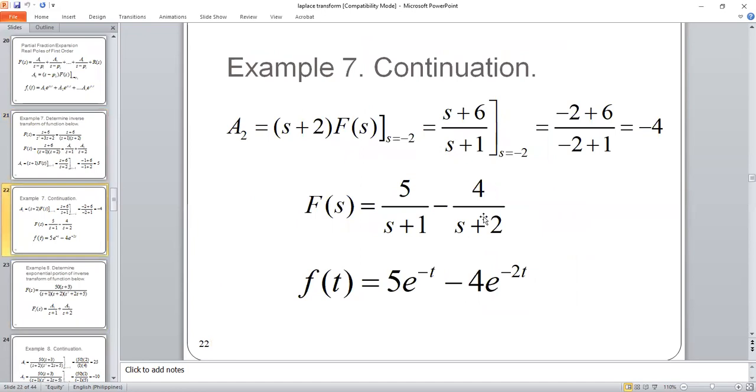If you will invert this one, since your denominator contains an s plus 1 and an s plus 2, that tells you that you must be having an exponential function for your function of t. Because we know that if you're going to get the Laplace transform of this, we will go back to this function of s where we started. I hope you get me.